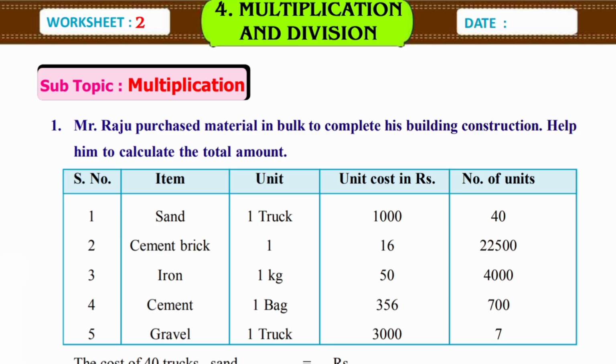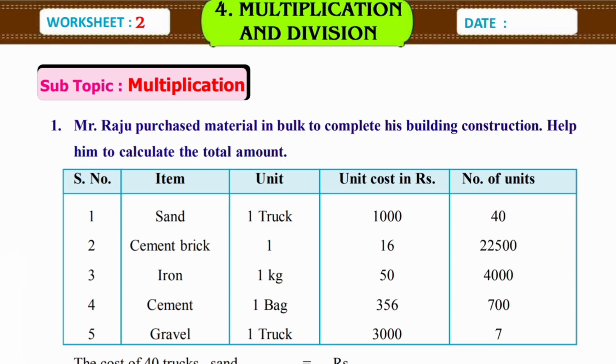Here we have 5 columns: serial number, item, unit cost in rupees, number of units. Let's see each. He purchased sand, 1 truck. So 1 truck cost is 1000 rupees, but how many units he bought? 40 units. 40 into 1000 we have to calculate. Like that, cement brick, that is 1 unit. Per unit is 16 rupees. Number of units is 2,25,000.